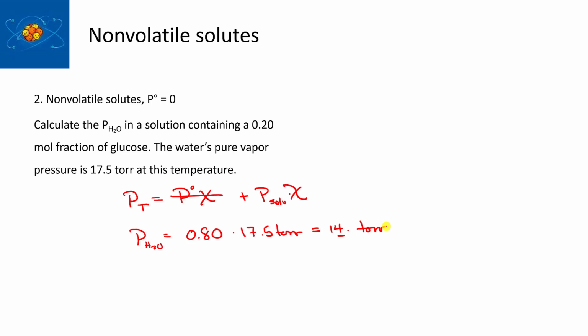So it's fairly simple to calculate. Again, these are given as mole fractions. If you're given masses, you have to convert those into moles and then calculate the mole fractions.